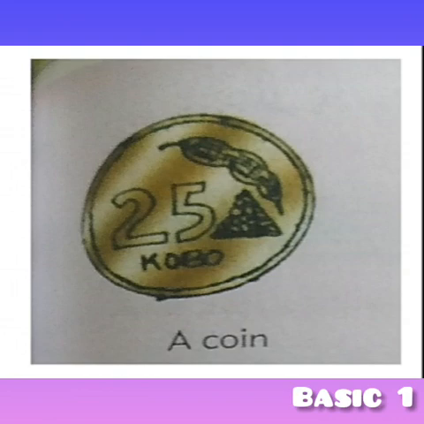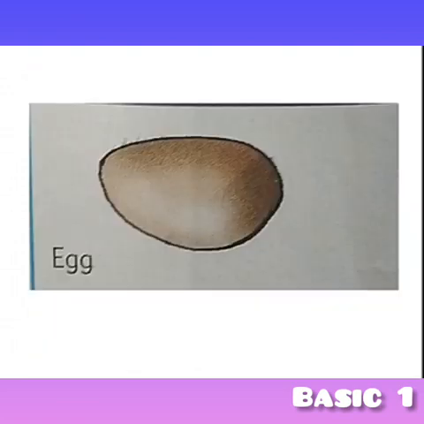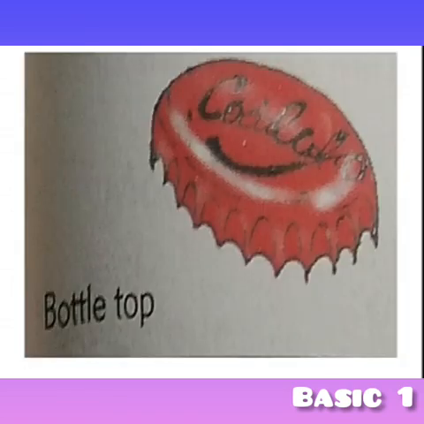A coin sinks in water. A stone is another object that goes down the surface of water. An egg sinks in water. A bottle top also sinks in water. Remember, an object that goes below the surface of water is said to sink, while the objects that stay on the surface of the water are floating objects.